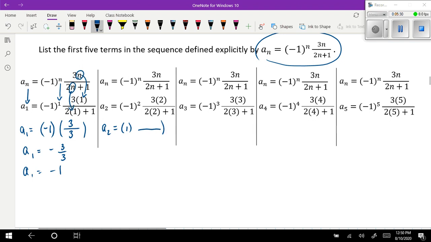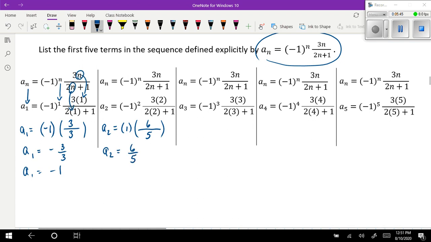And then I'm going to have this fraction here that I'm going to wrap in parentheses to show multiplication. 3 times 2 on the numerator gives me 6. And on the denominator, 2 times 2 is 4, plus 1 is 5. So this gives me a sub 2 is 6 over 5.